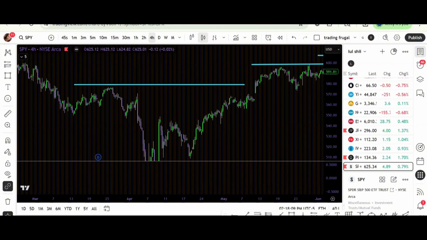Think of it like this. You keep hitting your head on the ceiling, resistance. Once you bust through the ceiling, it becomes your new floor, support. So we're going to take it to the charts.